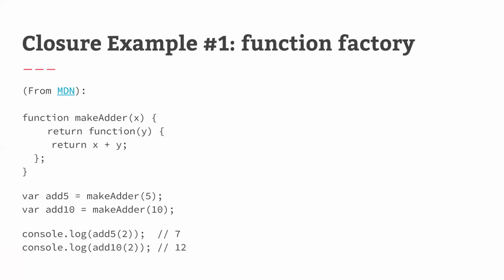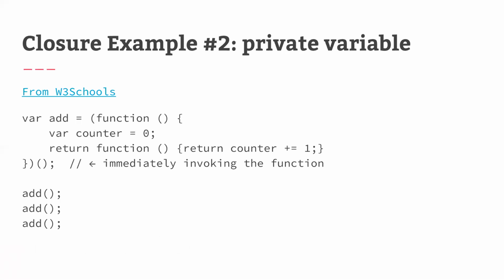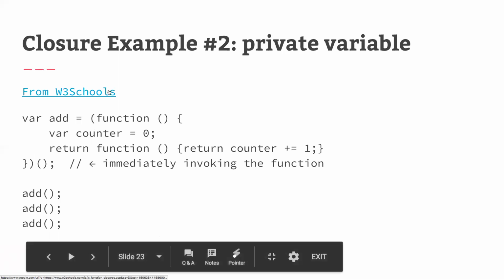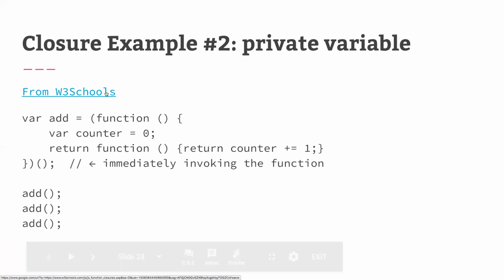Okay. We do not have time to go through this private variable example, but I would encourage you to read this W3Schools example because it is actually very good. It'll take you about half an hour probably to go through it, but it's a really good example of using closures for private variables.